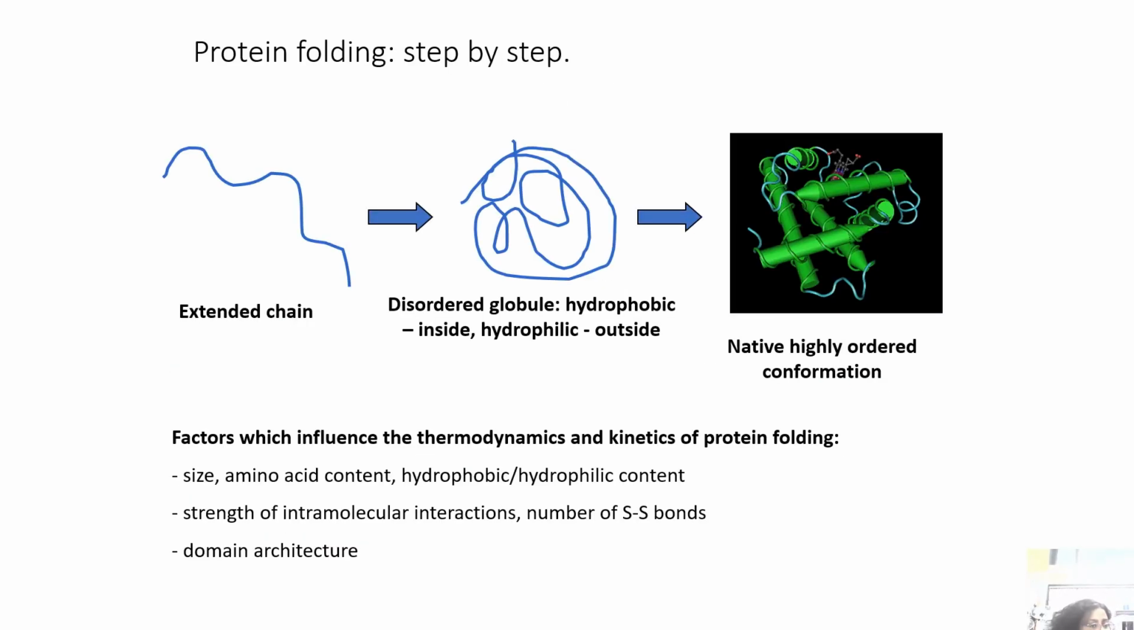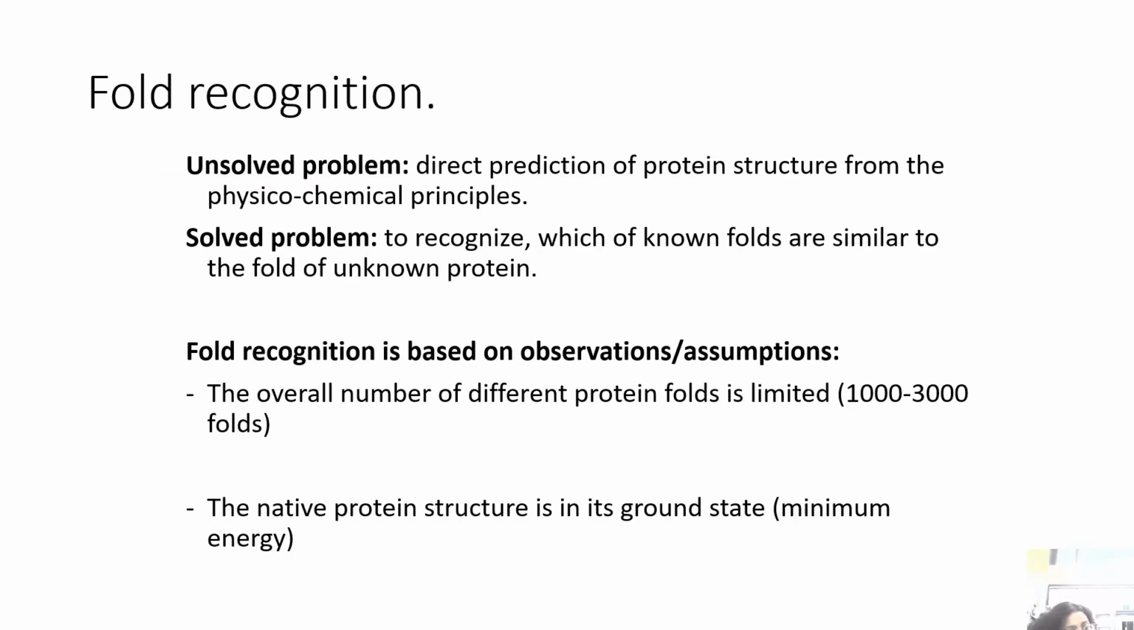Okay. So protein folding step by step: the extended chain, the disordered globule, hydrophobic inside, hydrophilic outside, and then we have the native highly ordered conformation. So factors which influence the thermodynamics and kinetics of protein folding: size, amino acid content, hydrophobic or hydrophilic content, strength of intermolecular interactions, number of SS bonds, and domain architecture, right?